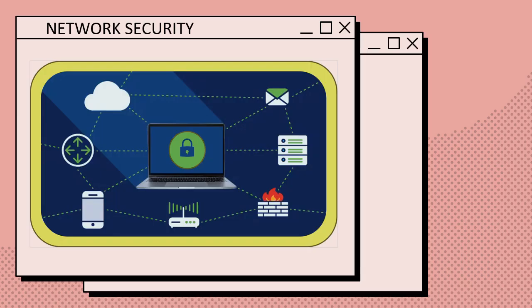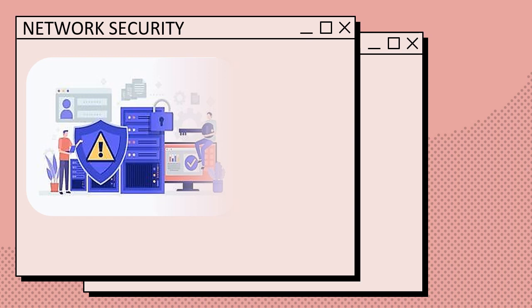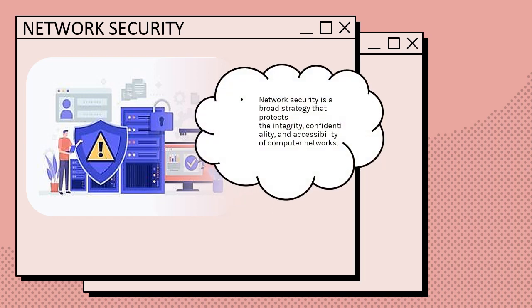Alright, we've looked at host identification. What about network security? Network security is a broad strategy that protects the integrity, confidentiality, and accessibility of computer networks.